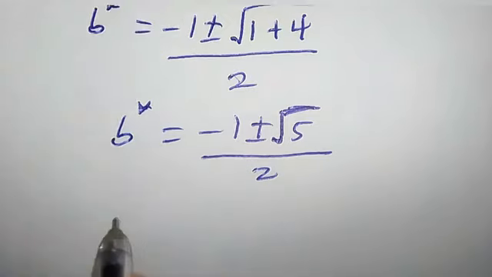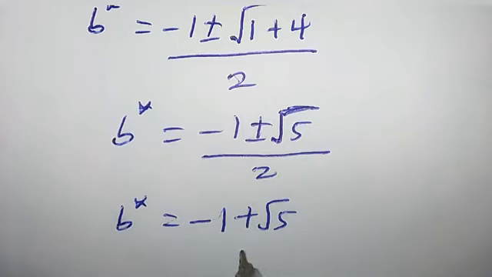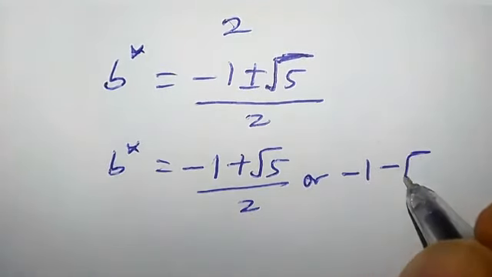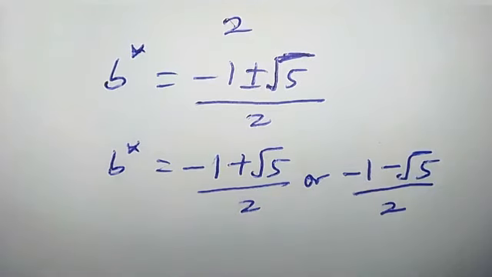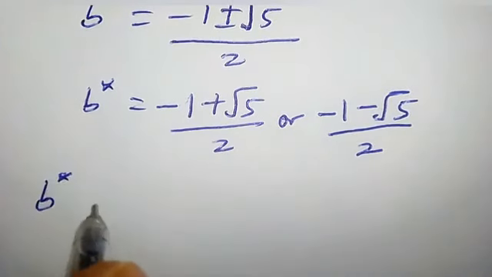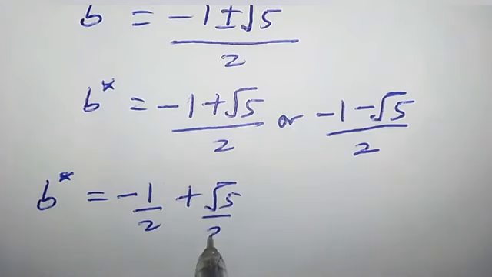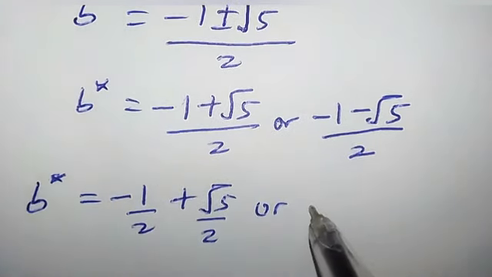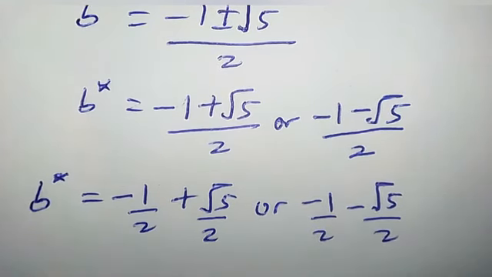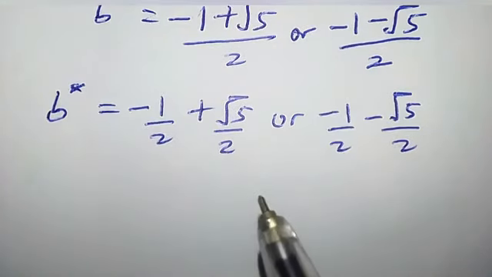Let's proceed further. So B star is equal to -1 plus square root of 5 over 2, or -1 minus square root of 5 all over 2. We can split these two, so that becomes B star equals -1 over 2 plus square root of 5 over 2, or -1 over 2 minus square root of 5 over 2. Let's proceed further. We can use these two values of B to obtain the values of A.